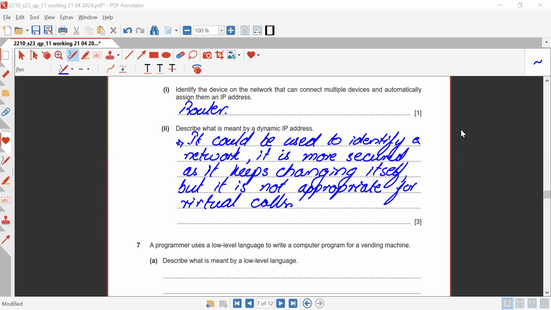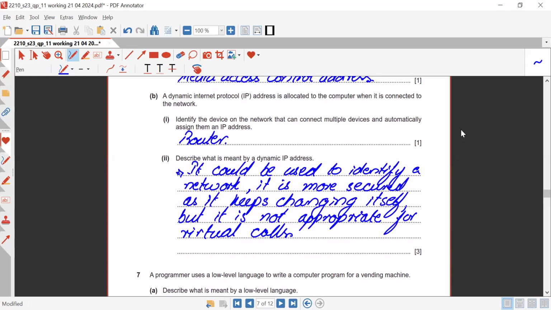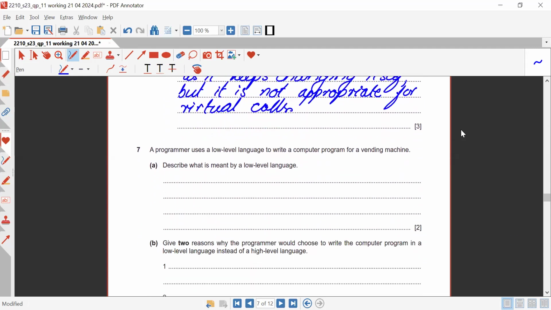Welcome all of you to the next session, the next phase of this past paper. We were done with question number 6 in the previous phase. Now we are coming to question number 7.